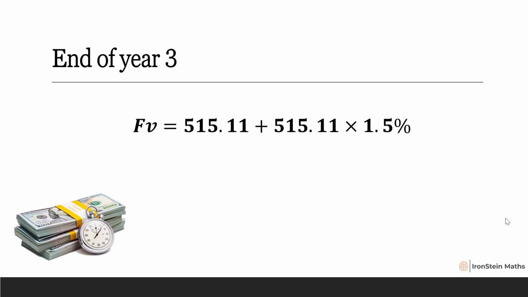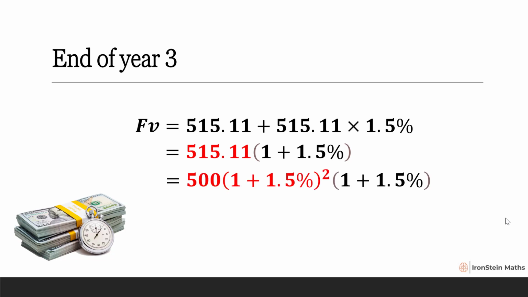I now want to calculate the value at the end of the third year. So I take the $515.11 and I add 1.5% of $515.11. And just like in the previous steps, we take out the common amount, which is $515.11, through factorization, and we multiply that by 1 plus 1.5%. Now from the calculation at the end of the second year, we know that the $515.11 was actually equal to 500 times 1 plus 1.5% squared. We're multiplying that now by another 1 plus 1.5%.